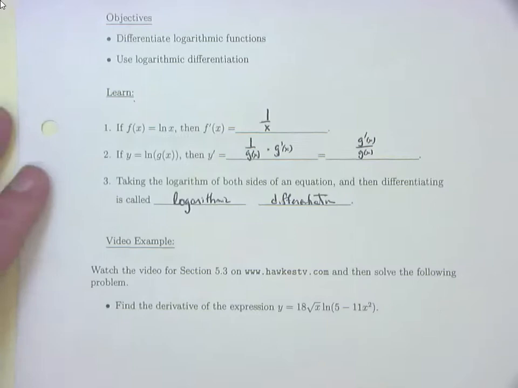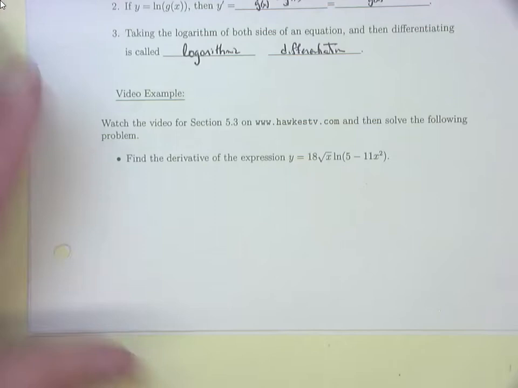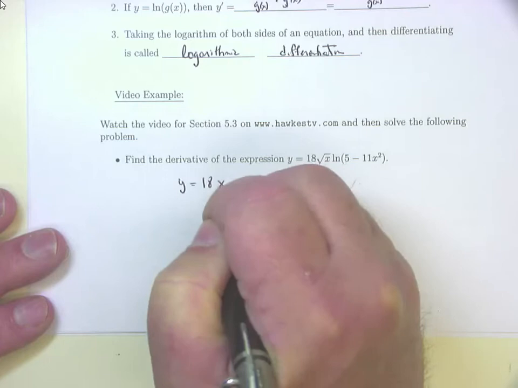Okay. So, for example, take a look at this problem right here. This is from www.hawkstv.com, so they have an example similar to this. And here it is. They want you to take a derivative of this. It is y equals 18 times the square root of x times the natural log of 5 minus 11x squared. First things first, clean it up. This is y equals 18. I don't do square roots. That'll be x to the 1 half times the natural log of 5 minus 11x squared.